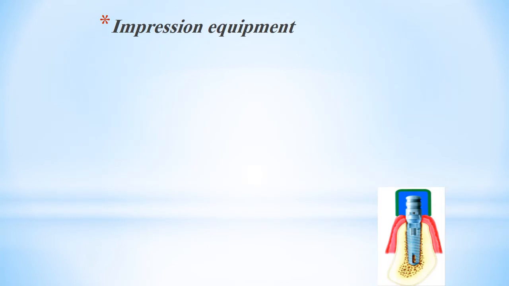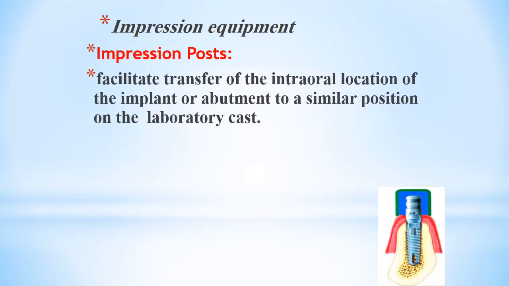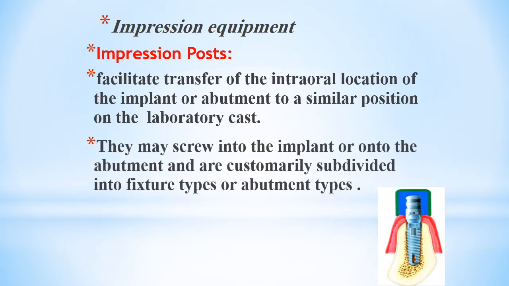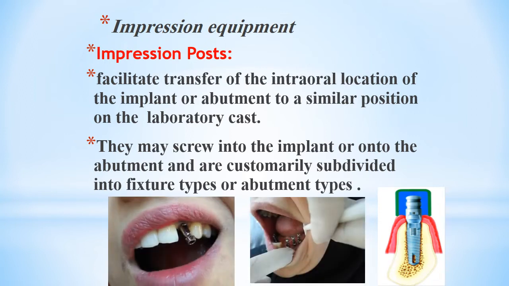We need many pieces of impression equipment to complete taking the impression. The first is the impression post that facilitates the transfer of the intraoral location of the implant or abutment to a similar position on the laboratory cast. They may screw into the implant or onto the abutment and are customarily subdivided into fixture type or abutment type.